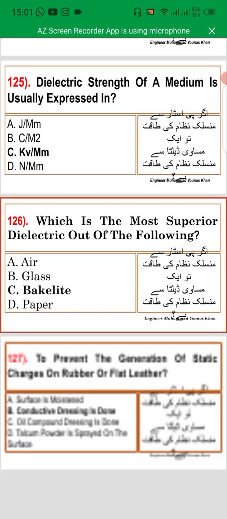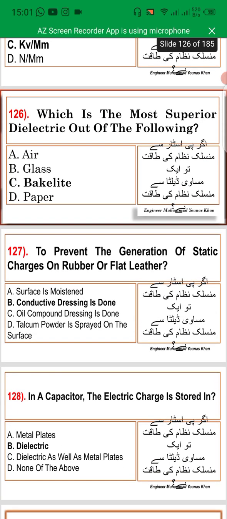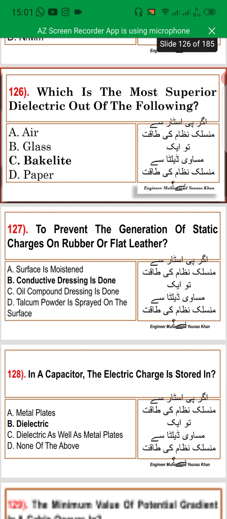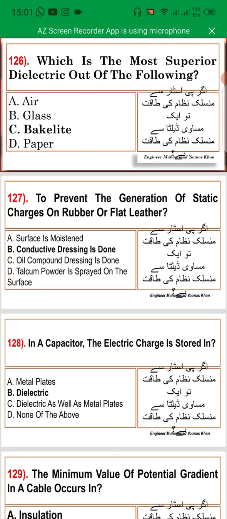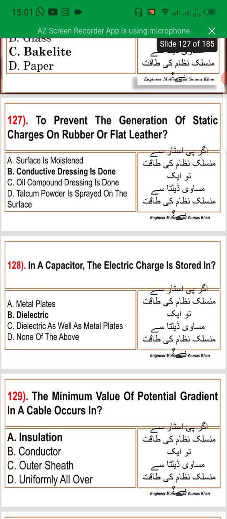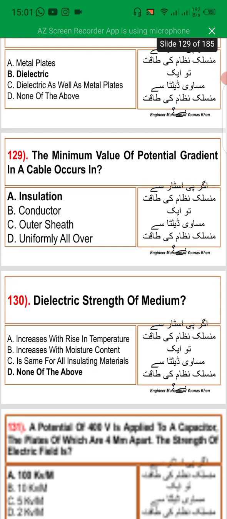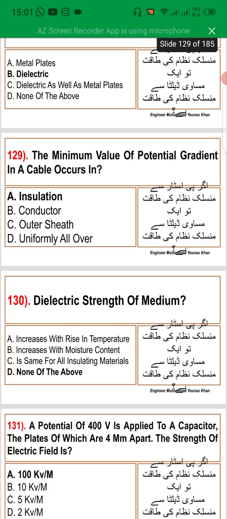The electric strength of a medium is usually expressed in kilovolt per mm. Which is the most superior dielectric out of the following? Bakelite. To prevent the generation of static charge on rubber or flat leather belts, conductive dressing is done. In a capacitor, the electric charge is stored in the dielectric. The minimum value of potential gradient in a cable occurs in the insulation.